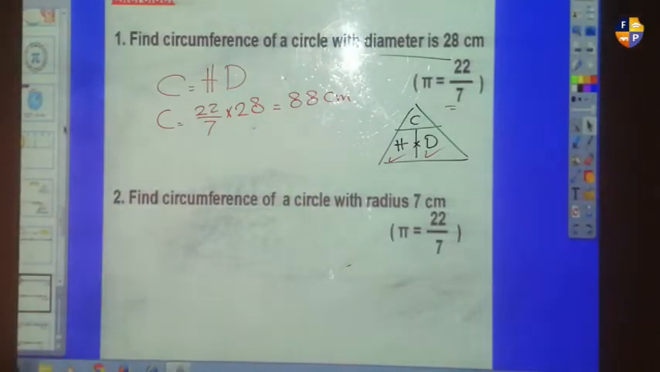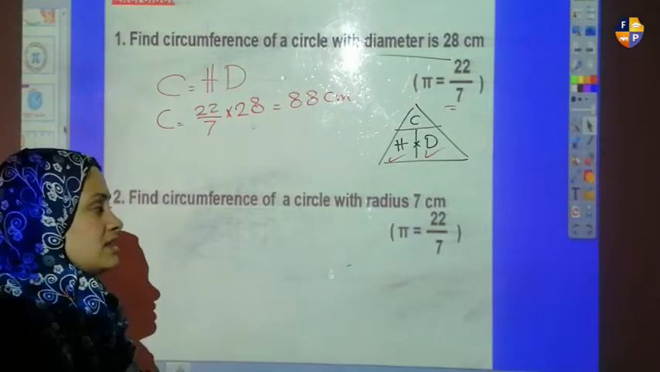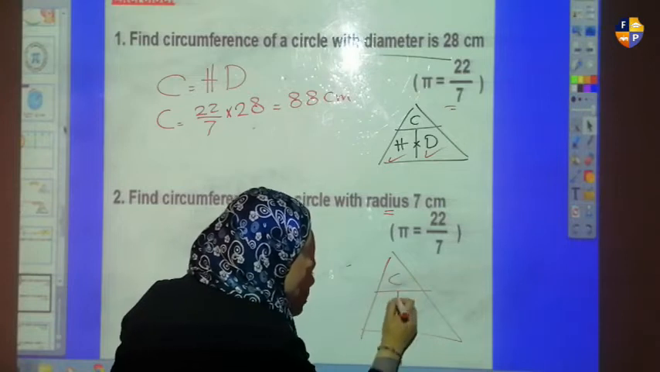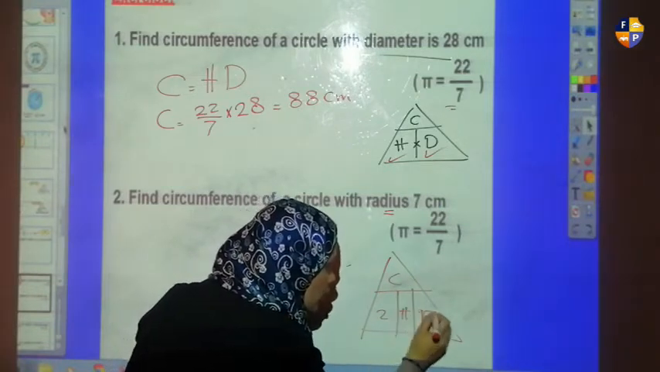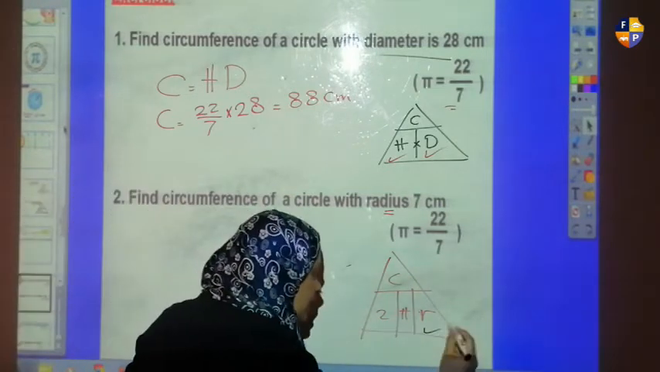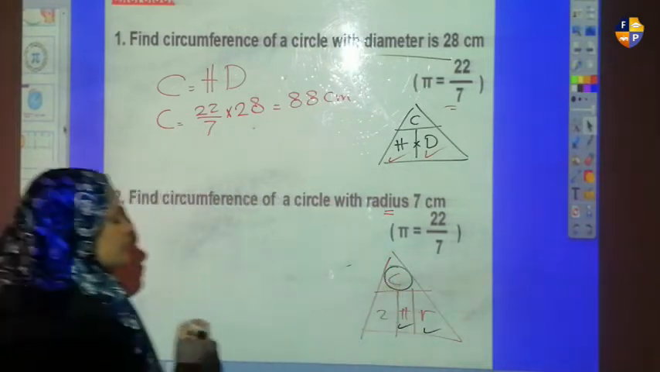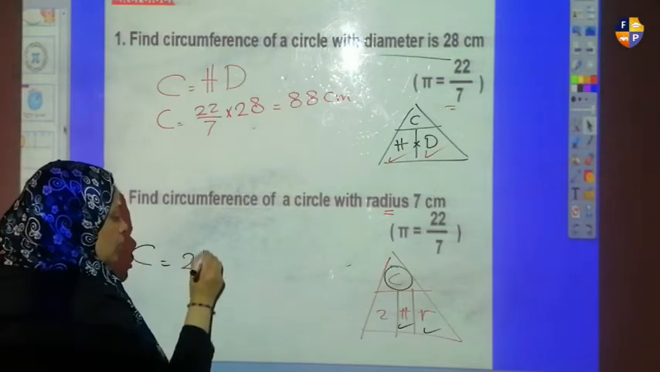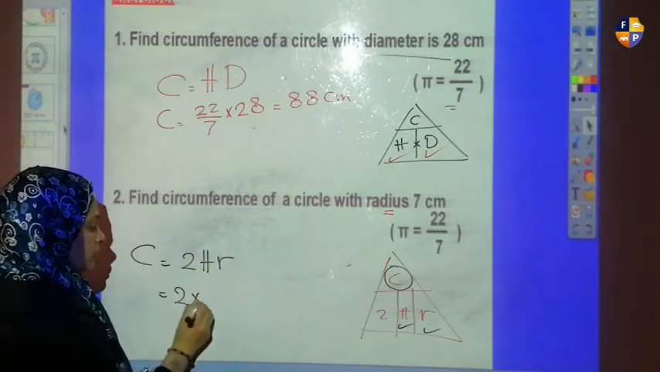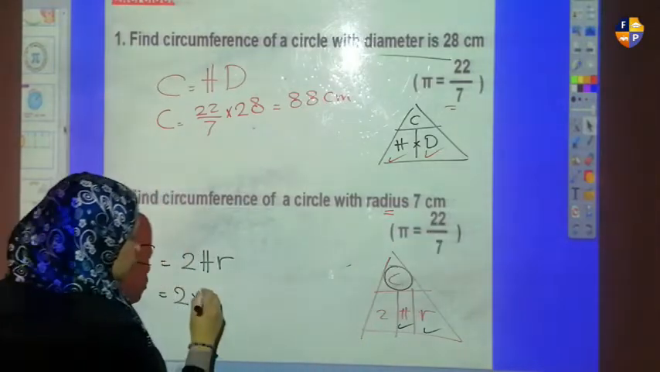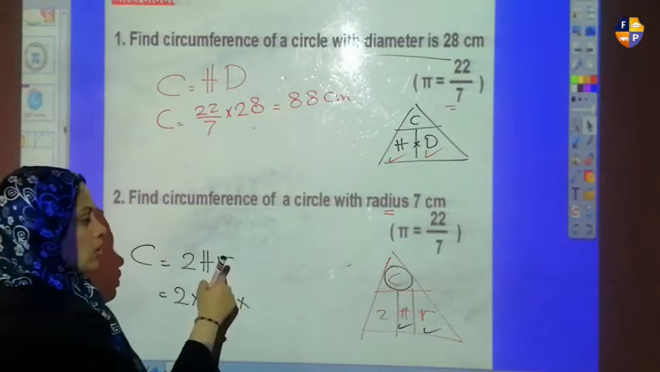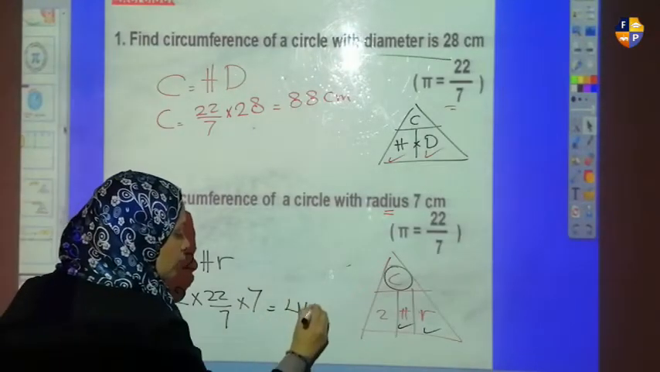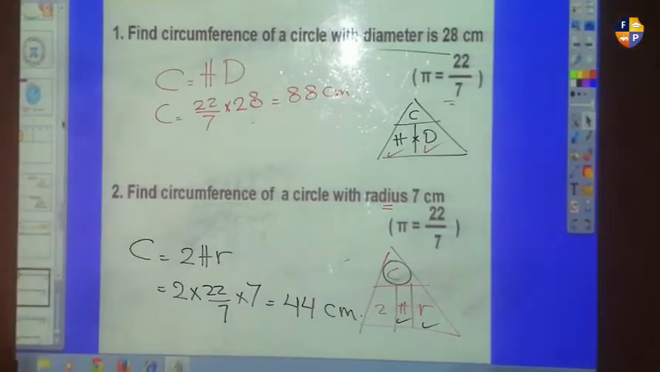Okay. Number 2: find the circumference of the circle with radius 7. Now, you gave me the radius, yes. So I will use circumference equals 2 pi r. You gave me the radius, and I know that pi is constant, and I wanted to get the circumference. So the circumference equals 2 pi r, which is equal to 2 multiplied by 22 over 7 times r. What is the radius here? 7. So it will be 44 centimeters.